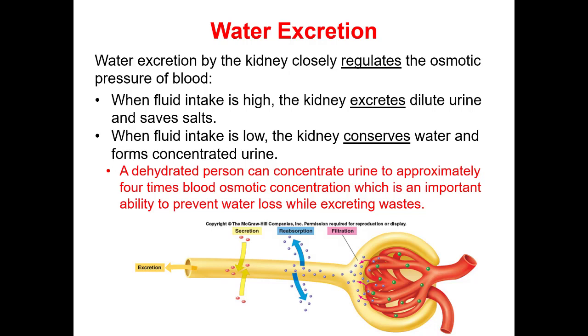Water excretion by the kidneys works to regulate the osmotic pressure of blood. This means that when fluid intake is high, the kidney excretes dilute urine and saves salts. When fluid intake is low, the kidney conserves water and forms more concentrated urine with low volume. A dehydrated person can concentrate urine approximately 4 times their blood osmotic concentration, which is an important adaptation for terrestrial animals and prevents water loss while still being able to excrete waste products.